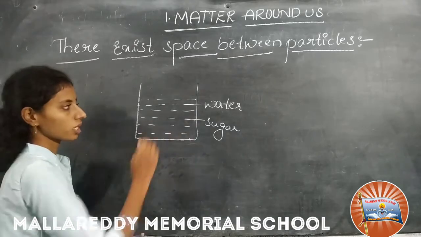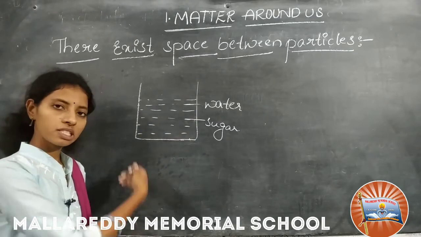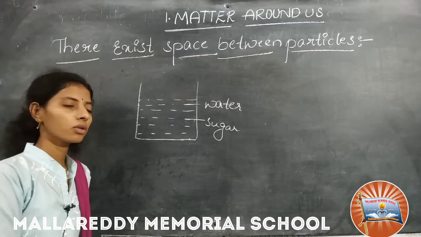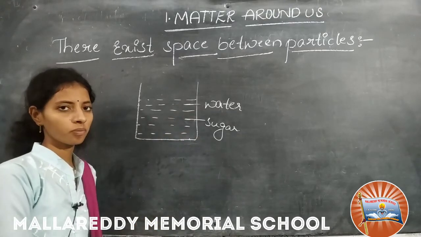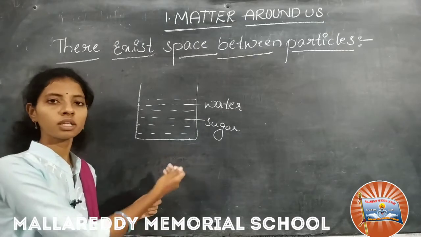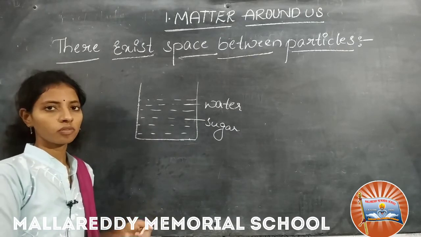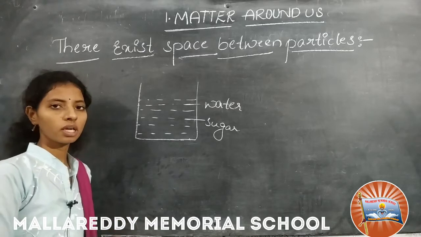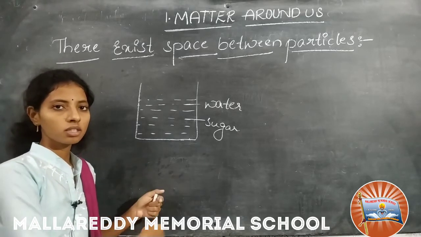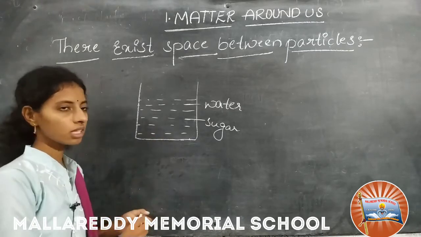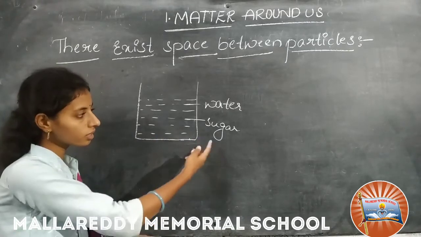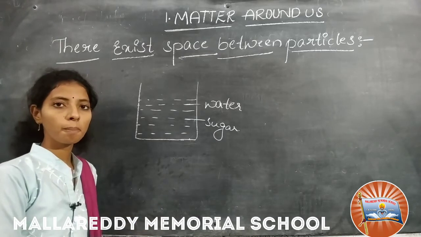Now check the water level. It is increased. Now again we have to add some amount of sugar into the solution. Again after some time the sugar completely dissolves in the water. Now check the volume of the solution. Does the water level change in this? No. The water level remains the same. Then where did the sugar go here?